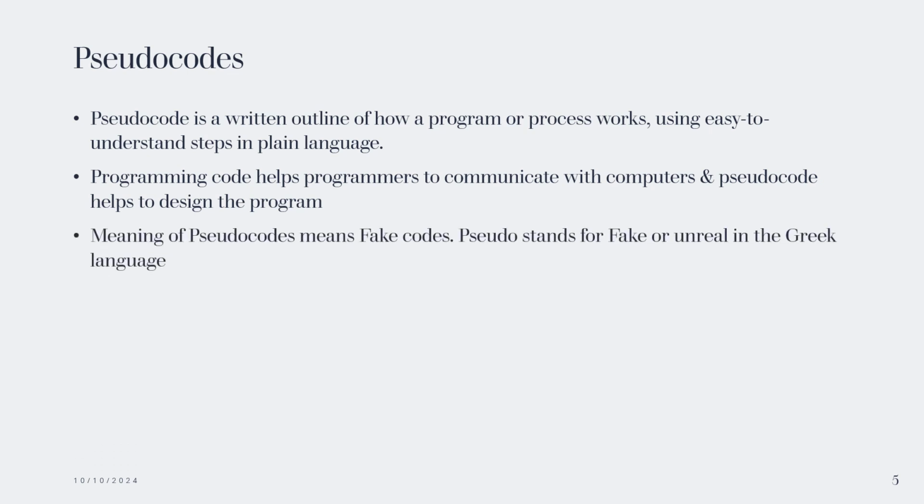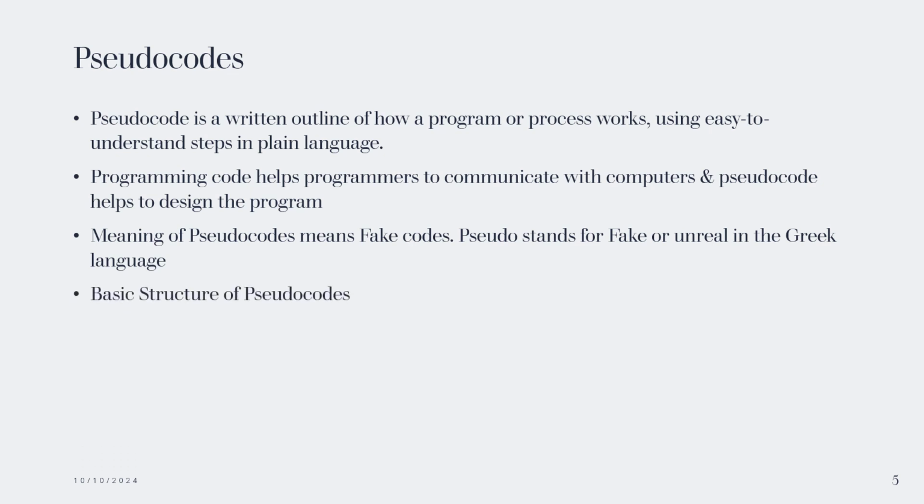And let's see what is the meaning of pseudocode. If you divide the word pseudocode into two, pseudo means fake or unreal or not real in the Greek language. And code, you obviously know what is the meaning of code. So simply pseudocode means non-real code or fake code. It looks like the programming code, but it isn't the same. So that's why we call it pseudocode.